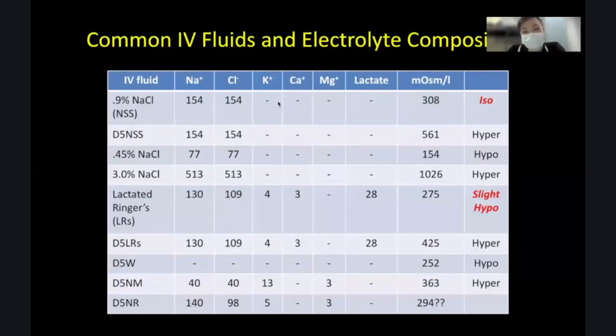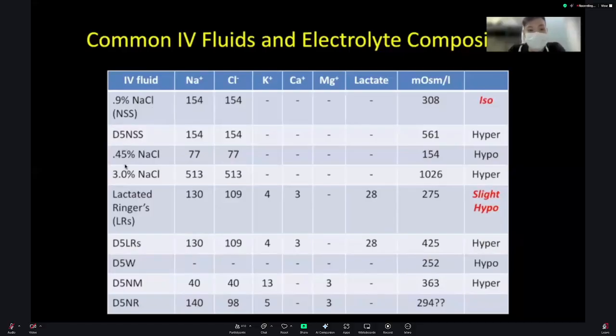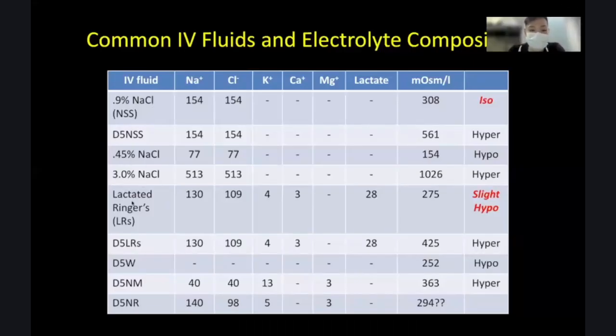So this is just a table of the different common IV fluids and their electrolyte composition. You have your 0.9 NaCl, or your normal saline solution. You have the D5 NSS, or your NSS with dextrose. You have 0.45 NaCl, 3.0 NaCl, your lactated Ringer's, and other D5-containing fluids. So this is a table. No need to memorize this; you have to familiarize yourself.